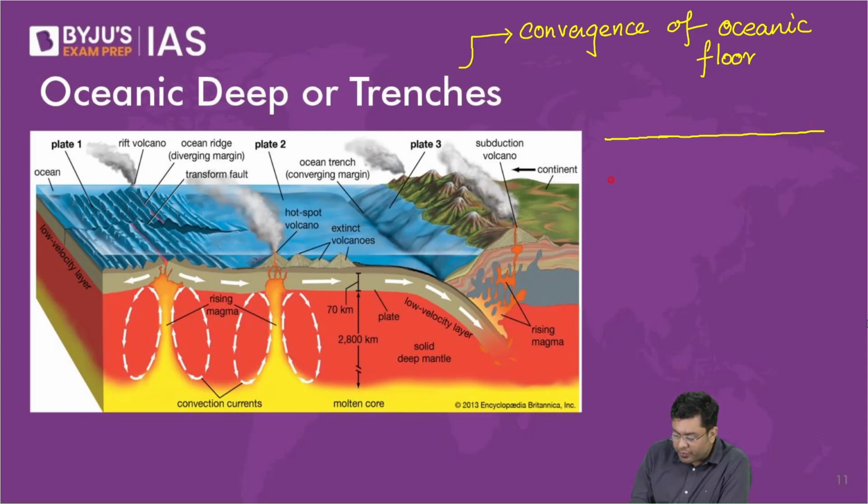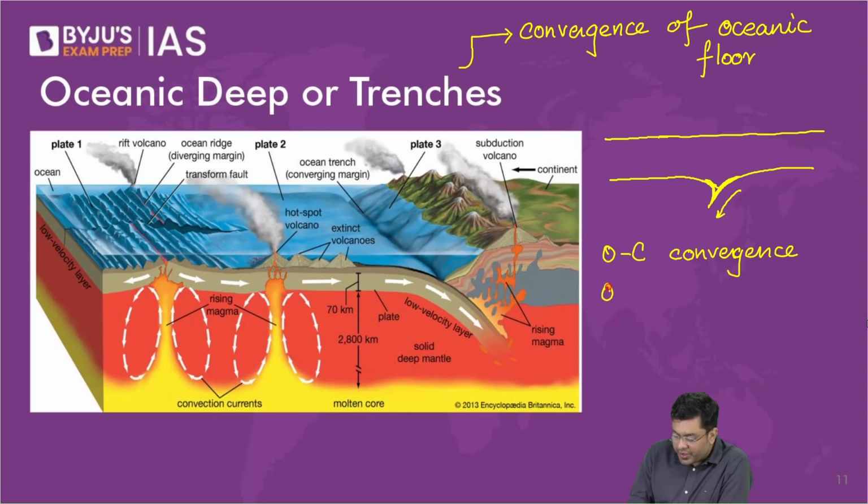So either it is oceanic-continental or it is oceanic-oceanic, either of them. Okay, so here when we talk about any of the sea floor or any of the plate movement, let's suppose this is the surface of water. Underneath that water, let's suppose you have the convergence which is going on.